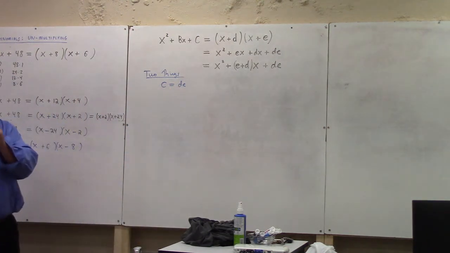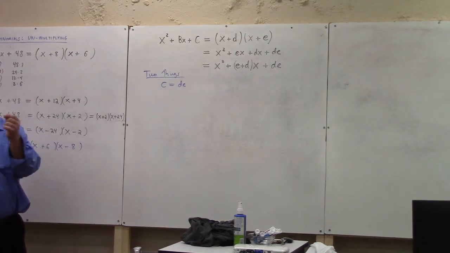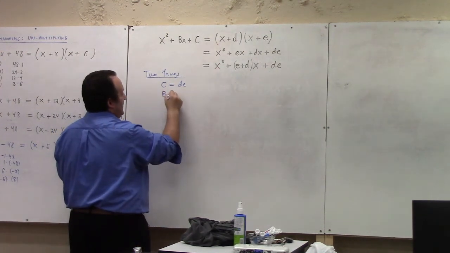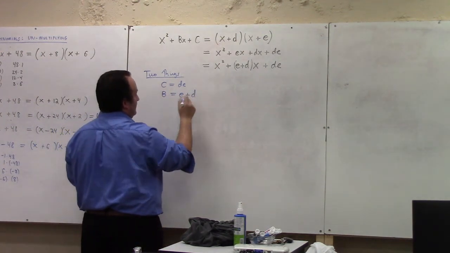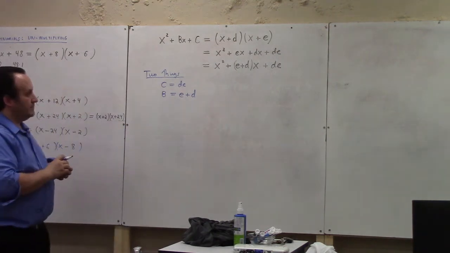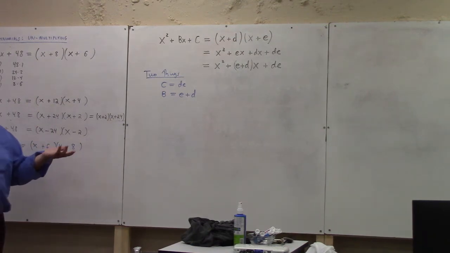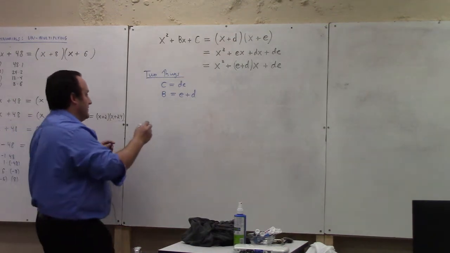We're looking at the constant term, and the thing we're trying to factor has to be the product of the numbers in the factorization, right? And then the other is that the B has to be equal to the sum of them. Right? And those are good guidance for figuring out the factorization, right?